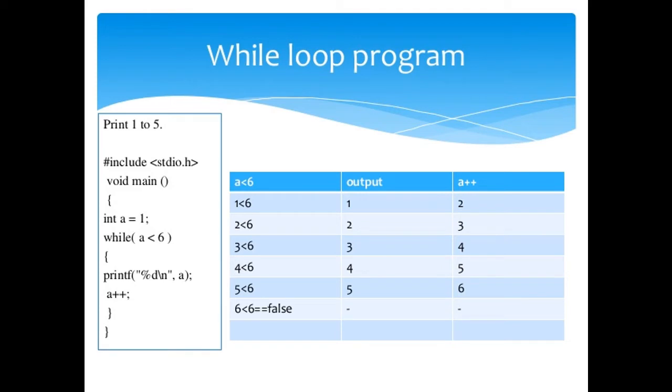Here is the simple C program to print the numbers from 1 to 5 using a while loop. See the example given here. Within a main function, we are declaring the variable a as an integer and it's initialized to the value 1. Using a while loop, we check the condition a less than 6, and within curly braces, the statements given are printing the value of a and then a plus plus, which means incrementing the a value by 1, which is equal to a plus 1.